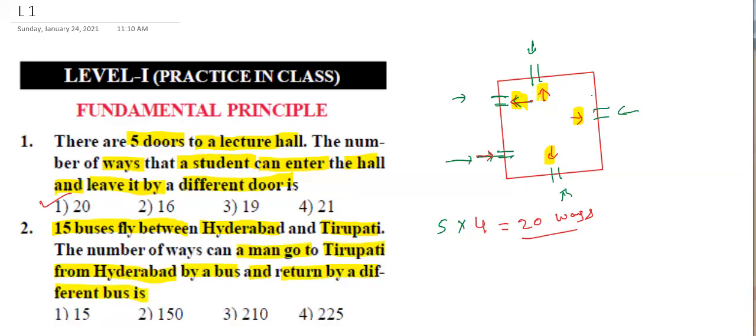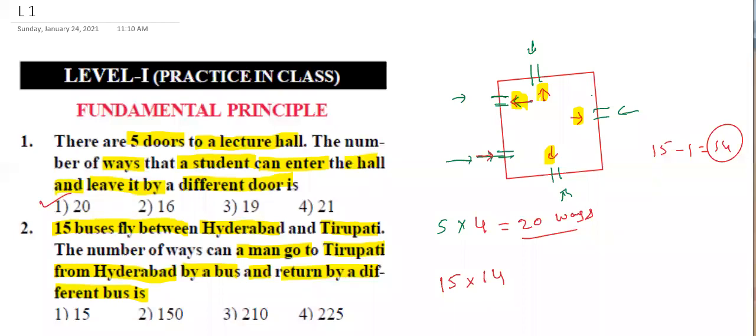Now, Hyderabad to Tirupati, you want to travel. How many chances are there? There are 15 buses now. 15 chances are there. But return by a different bus. He went by a particular bus, Hyderabad to Tirupati. And in the same manner, he cannot come in the same bus, Tirupati to Hyderabad. So he wants to come in another bus. Out of 15, subtract one bus. Remaining, how many buses are there? There are 14 buses. So he will return by a different bus.